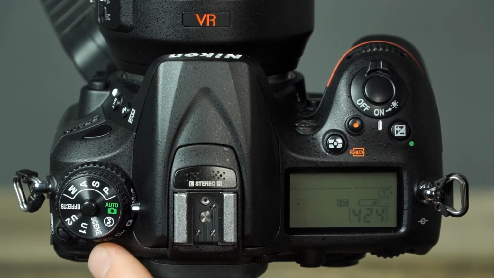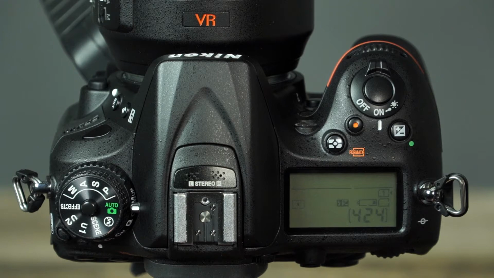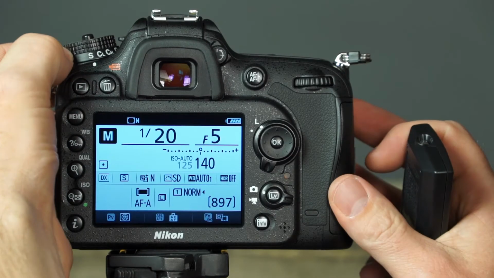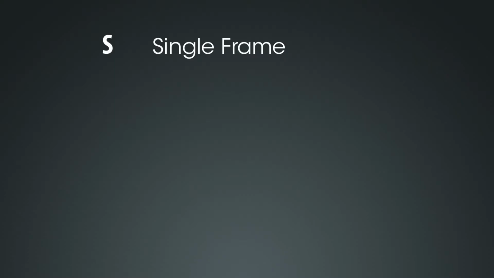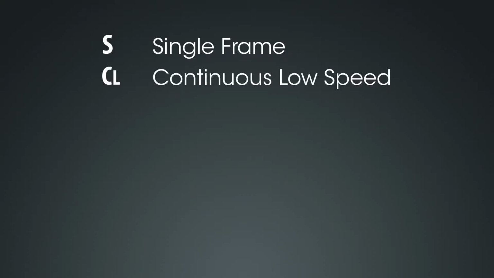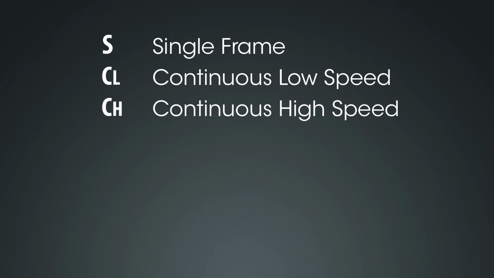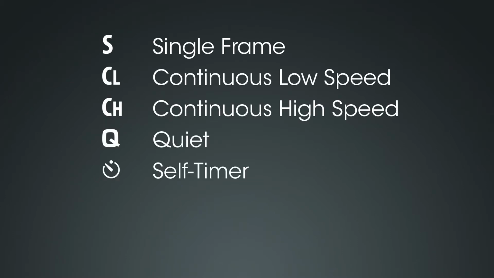This is the Release Mode dial and Lock Release button. To set the camera's release mode, press and hold the lock release button and rotate the release mode dial. You can choose from single frame, continuous low speed, continuous high speed, quiet, self-timer, and mirror up.